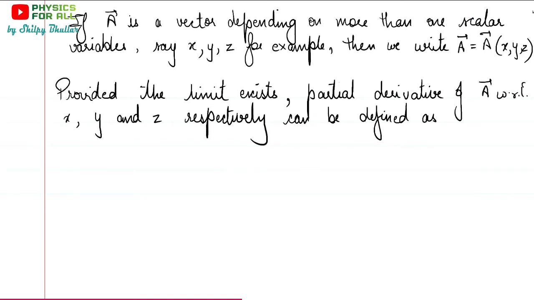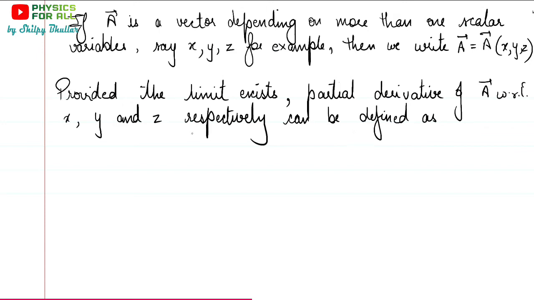If vector A is depending on more than one scalar variable, for example x, y, and z, then we write vector A as A of (x, y, z) in the parentheses, because it is depending on all these three. Now again we have to define it the way we defined the derivative of a vector. The same way we will define the partial derivative of a vector, but the only condition is that the limit should exist.